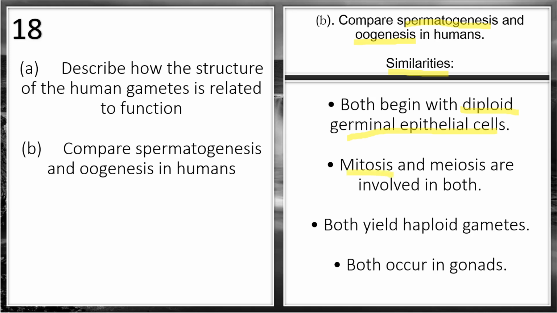There is mitosis and meiosis, which are involved in both of them. Both of them produce haploid gametes, which have half the number of chromosomes of the parent, and they both occur in the gonads. Spermatogenesis occurs in the testes, and oogenesis occurs in the ovary.